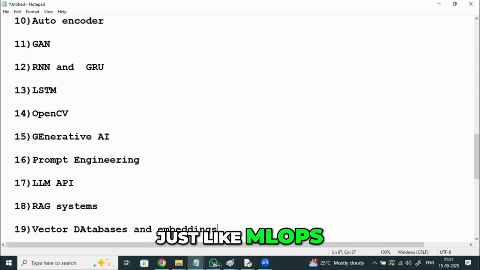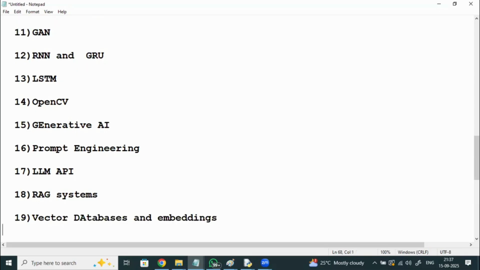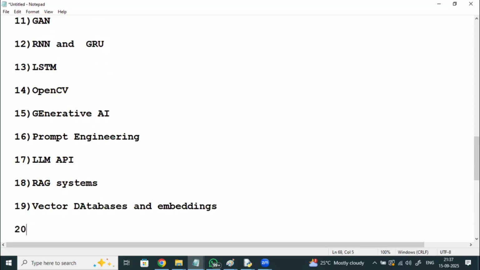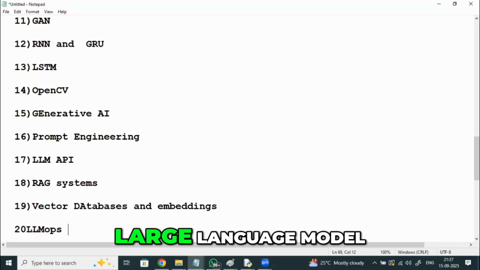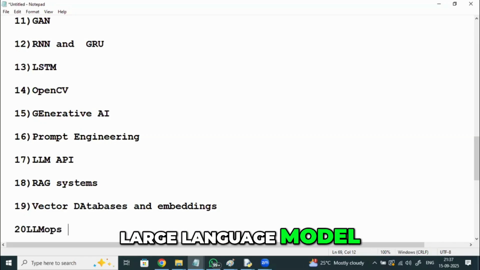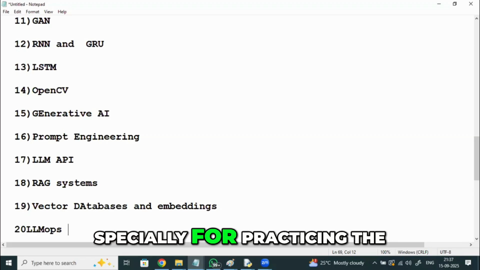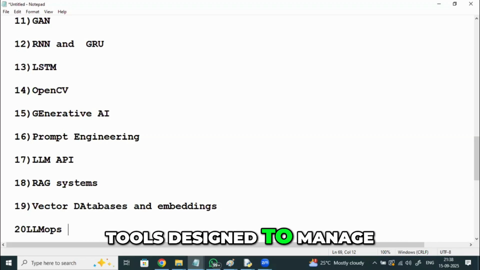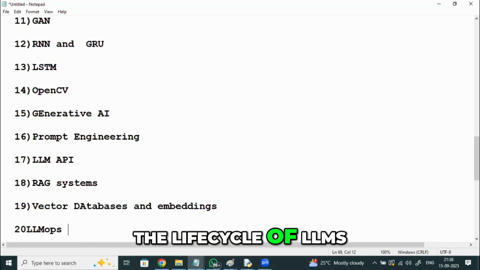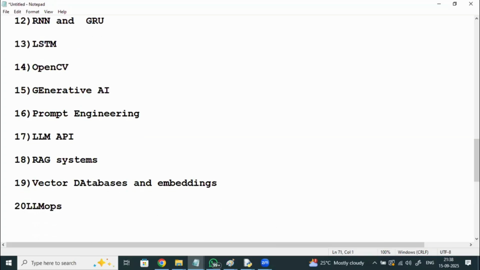Just like MLOps, we have LLMOps, large language model operations, especially the practices and tools designed to manage the life cycle of LLMs in production environments, right? Yes.